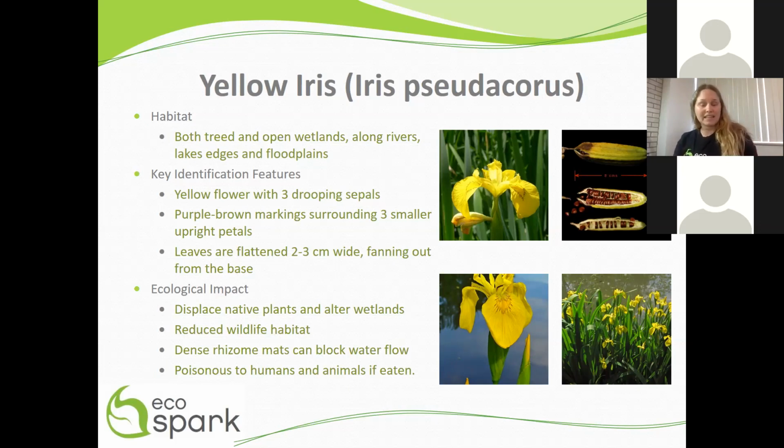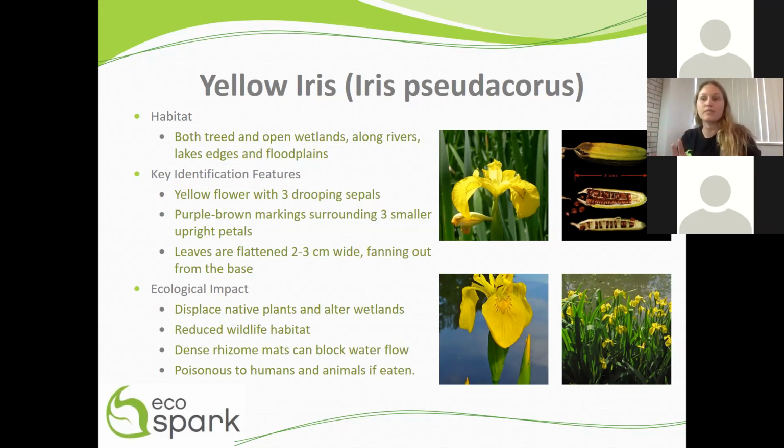Some key things when you're trying to identify this species, as you notice with the pictures on the screen here: the plant has three drooping yellow sepals with purple-brown markings inside that kind of look like smaller petals, and they surround smaller petals that are more upright in the plant as well.